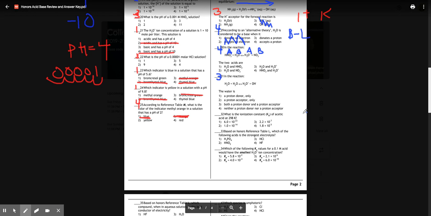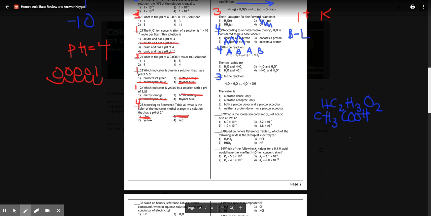What is the ionization constant Ka of acetic acid? So that is honors reference table N? No, L. So honors reference table L. Acetic acid is HC2H3O2 or CH3COOH. So you're looking for either one of these formulas. And by the way, if you didn't know what the formula for acetic acid is, look it up on regular old table K. So now I'm back on honors table L.